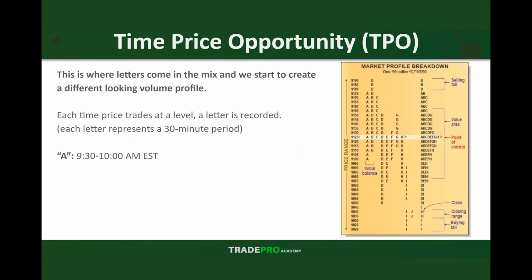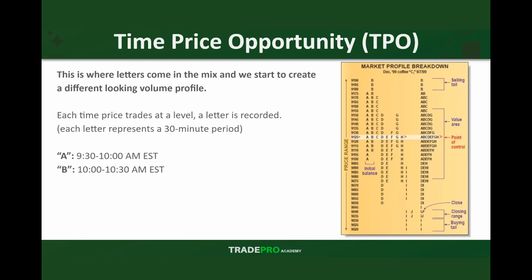Every time a level trades in that time period, it's going to be denoted by an A in the market profile. Now, the next is going to be B, and so on and so forth: B, C, D, E, and so on. So when the next 30-minute period trades, B, you're going to denote every price that trades within that time zone as a B.